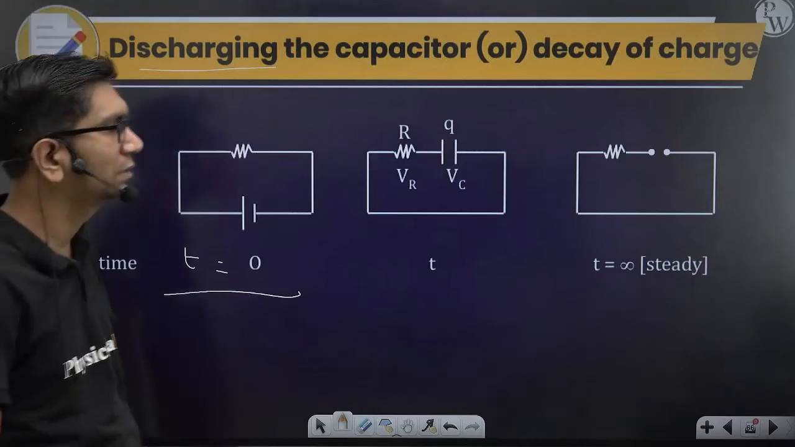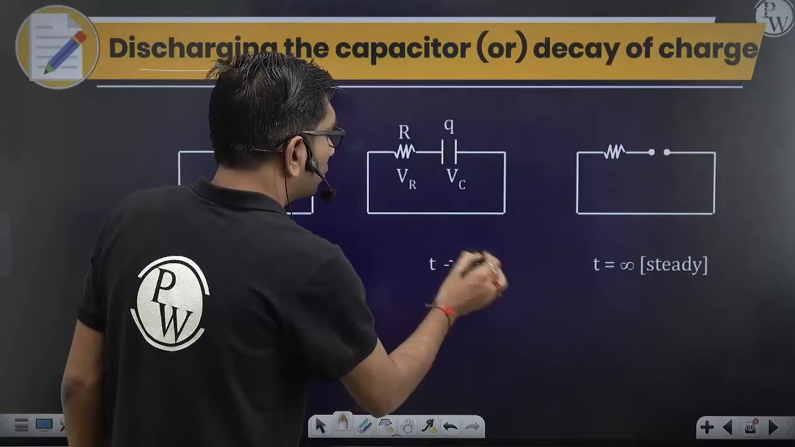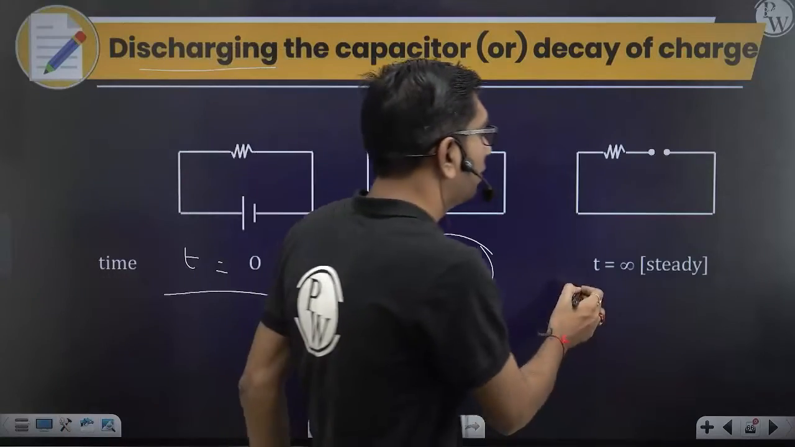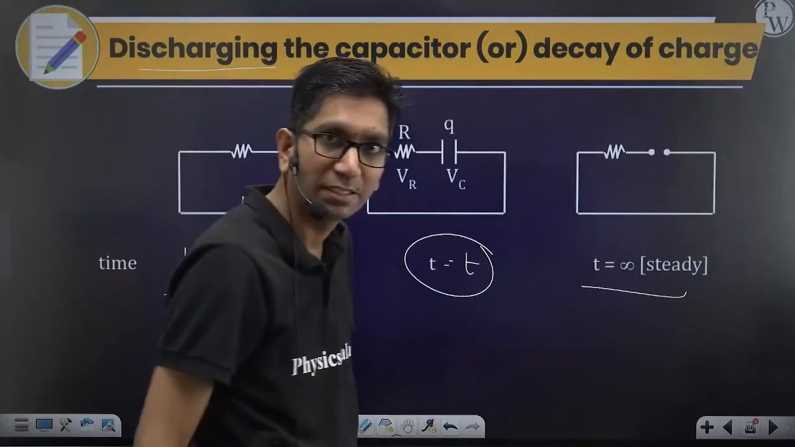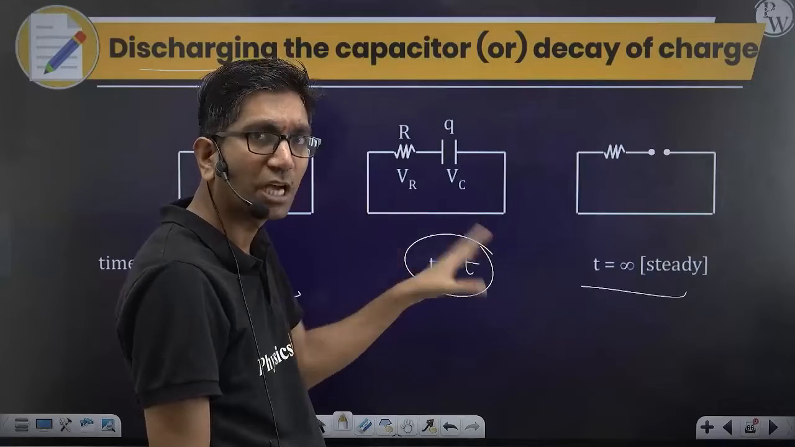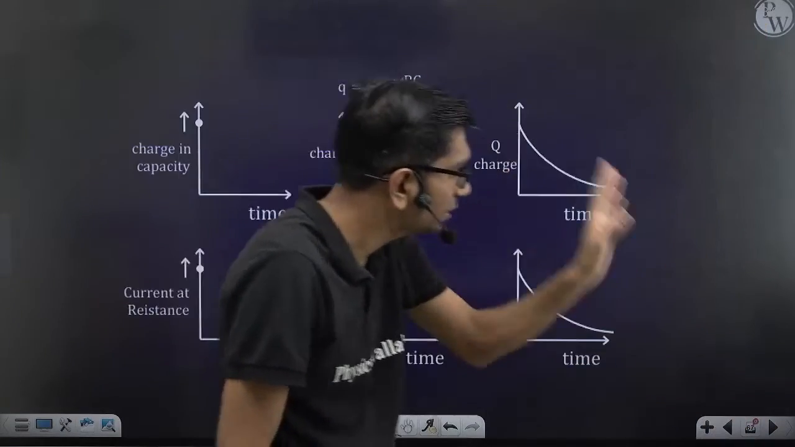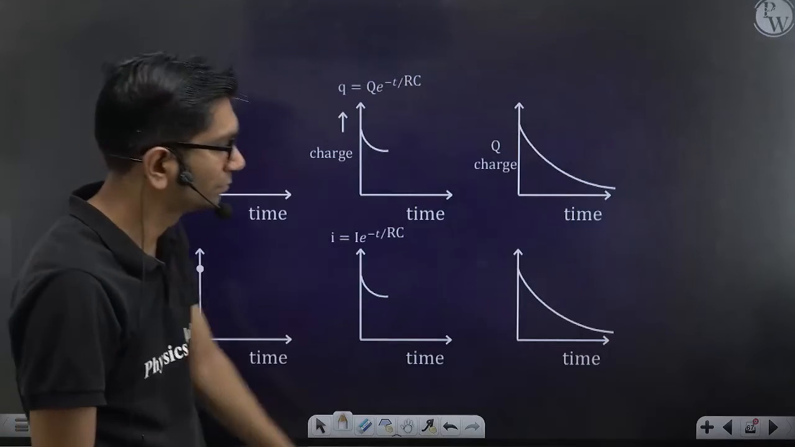At time t is equal to small t, we have both. At time t equal to infinite, the circuit becomes like this, right? In the beginning, this is during charging. Now I'll show you the decay of charge.